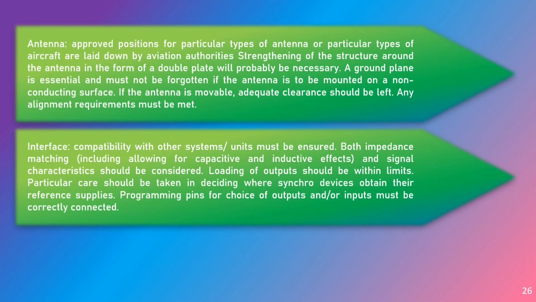Antenna: approved positions for particular types of antenna or particular types of aircraft are laid down by aviation authorities. Strengthening of the structure around the antenna in the form of a double plate will probably be necessary. A ground plane is essential and must not be forgotten if the antenna is to be mounted on a non-conducting surface. If the antenna is movable, adequate clearance should be left. Any alignment requirements must be met. Interface: compatibility with other systems or units must be ensured. Both impedance matching, including allowing for capacitive and inductive effects, and signal characteristics should be considered.